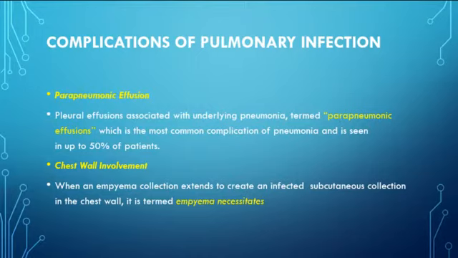Now we are talking about the complications of pulmonary infection. Parapneumonic effusion: pleural effusion associated with underlying pneumonia is termed parapneumonic effusion, and it's seen in up to 50% of patients. Chest wall involvement: when an empyema collection extends to create an infected subcutaneous collection, it is called empyema necessitans.